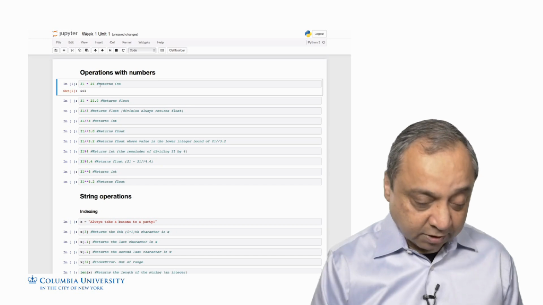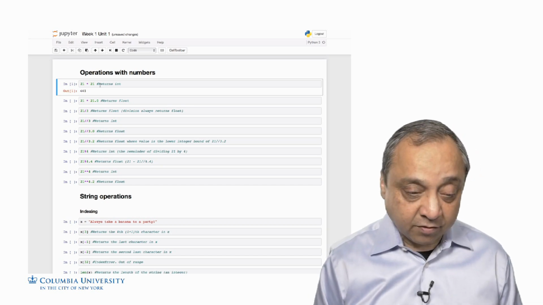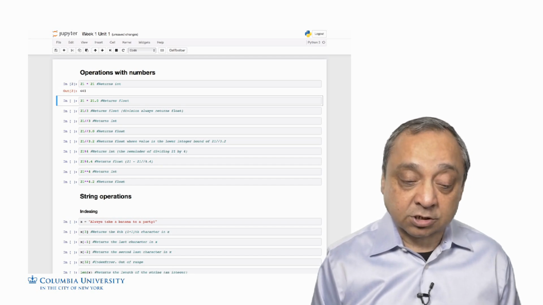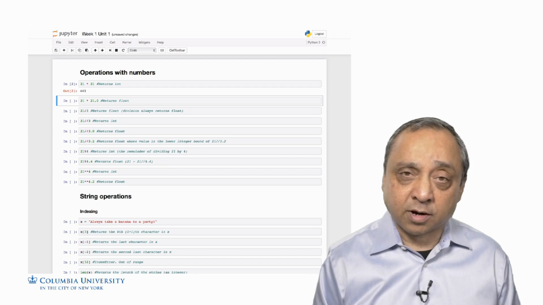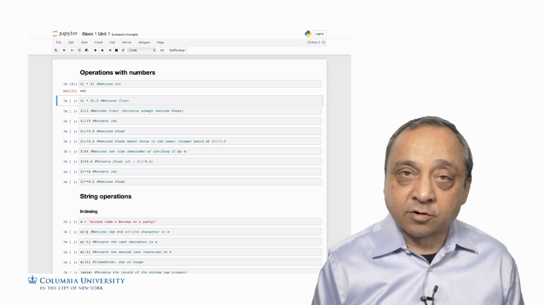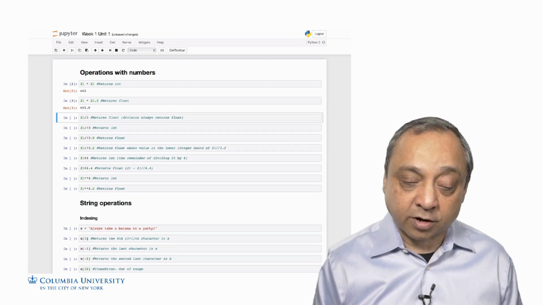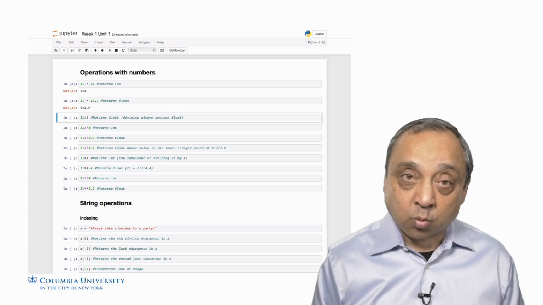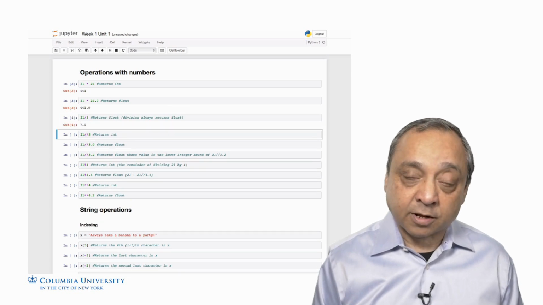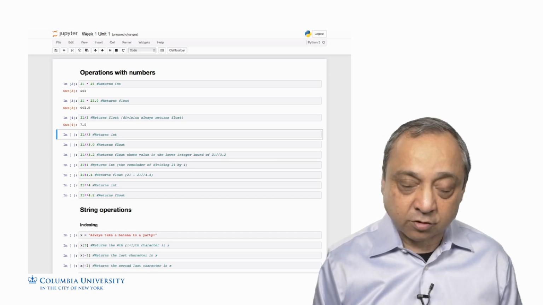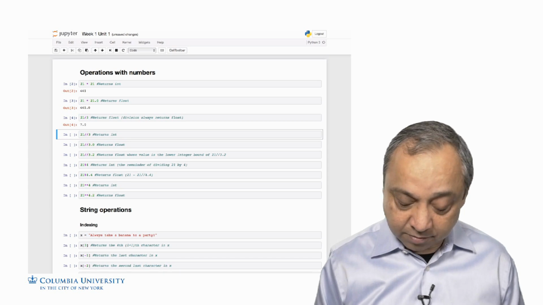There's a whole bunch of them here. You can multiply stuff. If you multiply two integers, the result is an integer. If you multiply an integer by a floating point number, in other words, if either operand or both operands are floating point numbers, then the result is a floating point number. You can divide one integer by another. In Python 3, it's always going to return a float. In Python 2, it's different, but Python 3 is always going to return a floating point number.